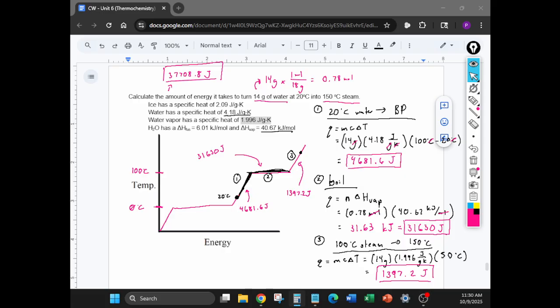Alrighty guys, so I got the final answer for you up on the screen. For 100 degrees Celsius steam to 150 degrees, it's going to take 1397.2 joules. And then you just add the 3 numbers, you should get about 37,708. Okay? If the question asks you for kilojoules, then you would just move the decimal 3 times to the left. It'll be 37.7 kilojoules. All right, and that is Unit 6.